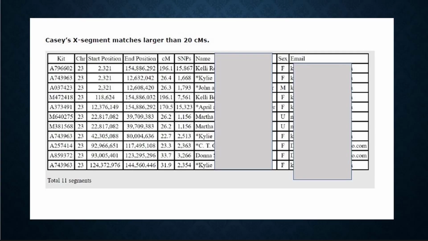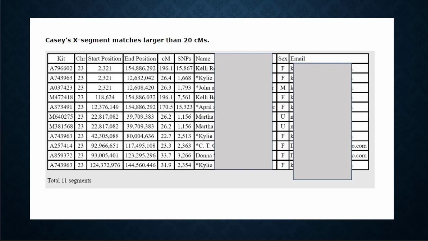So I took my son's first. Now, why would I start with my son? Because he has one X. We want to start with the simplest case, comparing the one X and seeing what happens with his kids. He has 11 kits that match, 11 segments that match. You notice at the beginning are all the people we already know about. There are a couple other kits listed in there. Martha's listed twice, then my daughter, then CT somebody, then Donna, and there are a couple of Donnas, and then my daughter again. So you can see where he has segments that match.